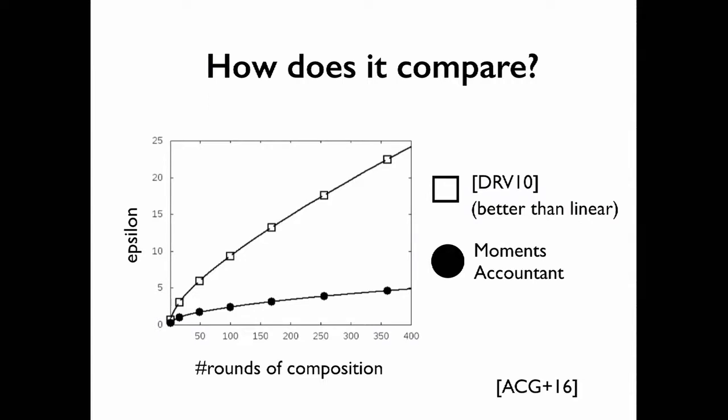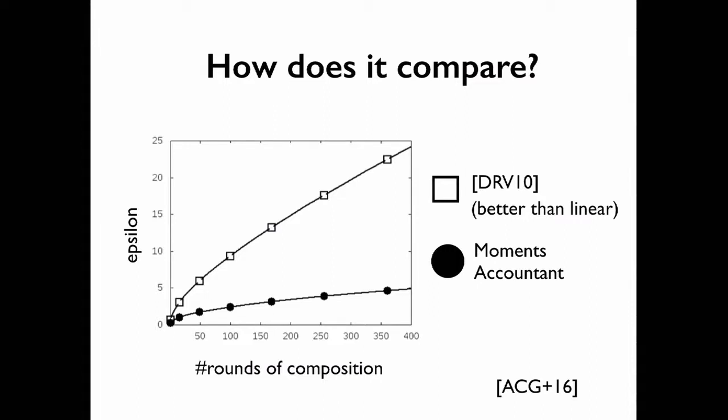And the black square is Dwork, Rothblum, and Vadhan in 2010. So this is a strong composition method which is better than linear. Okay? And what we see over here is that the gain from using the moments accountant is quite a bit. So this is how the epsilon looks, and all of this is for a fixed delta.